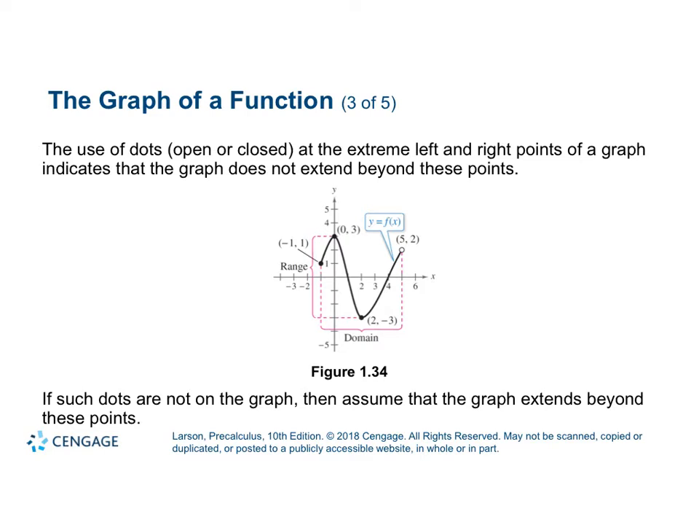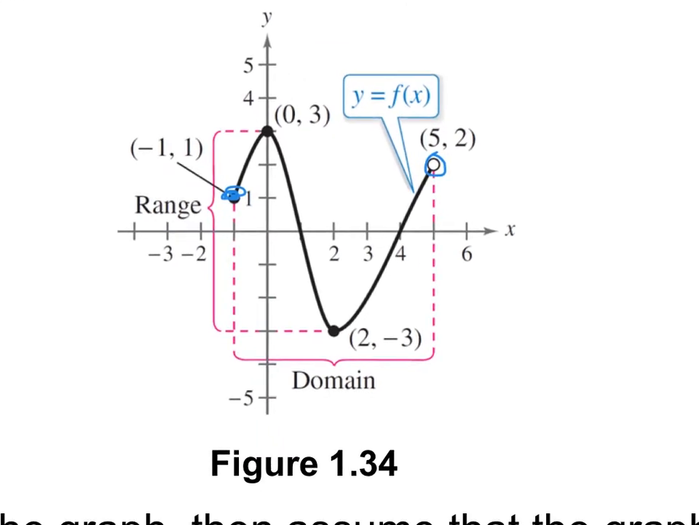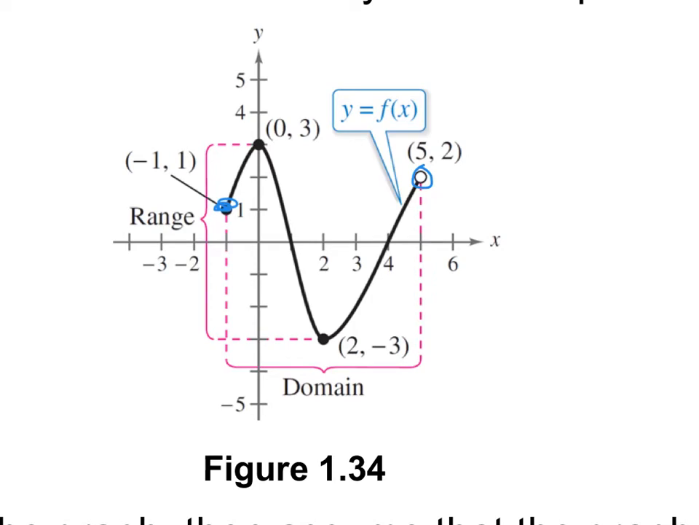Okay, next we have the graph of a function. The use of dots, open or closed, at the extreme left and right points of a graph indicates that the graph does not extend beyond these points. If such dots are not on the graph, then assume that the graph extends beyond these points. So here we see that since this is a closed dot, our graph ends there. Since this is an open dot, our graph ends there, but we just need to know that the open dot means that it doesn't include that 5. So it's all values less than 5, just not including that 5. If we didn't have those dots, then we would just assume that our graph would be an arrow and goes on forever.